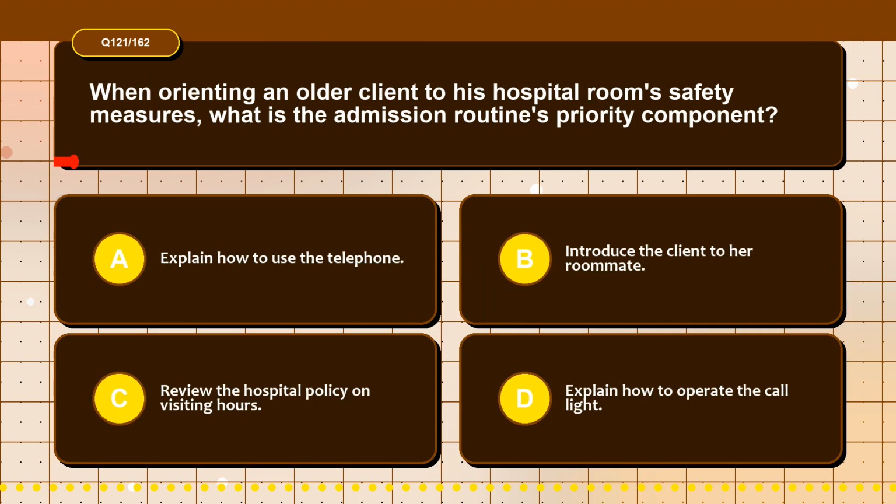Question 121. When orienting an older client to his hospital room safety measures, what is the admission routine's priority component? Here are the options. Option A, explain how to use the telephone. Option B, introduce the client to her roommate. Option C, review the hospital policy on visiting hours. Option D, explain how to operate the call light.